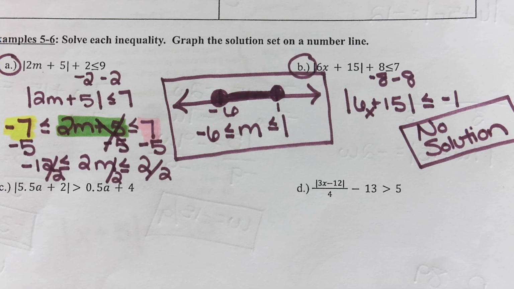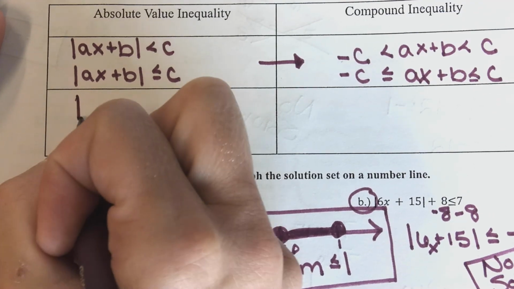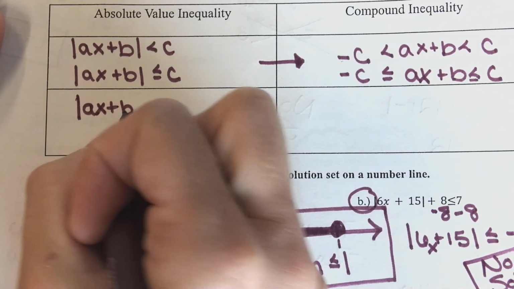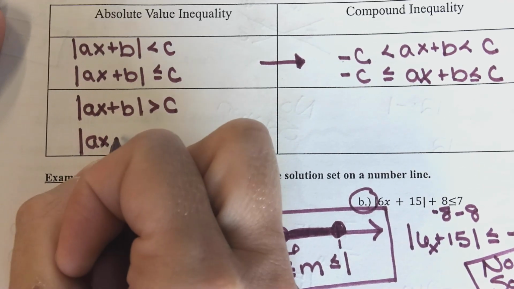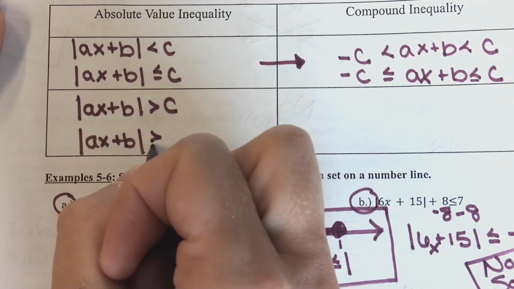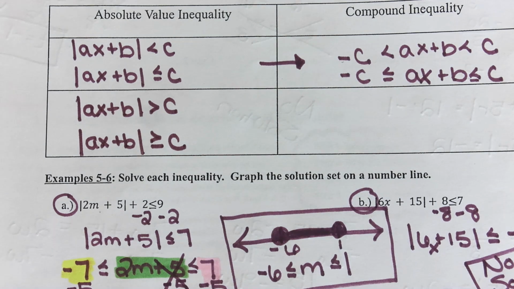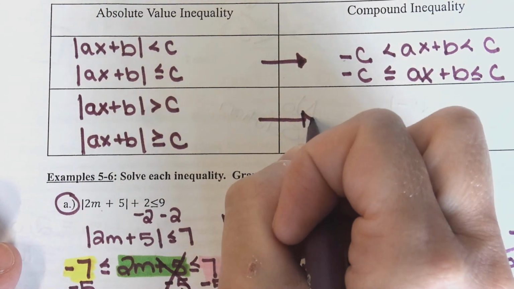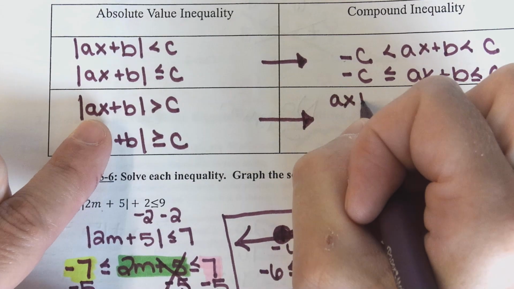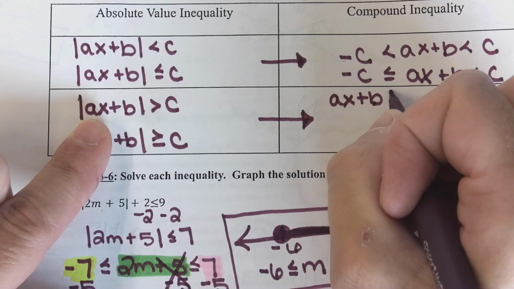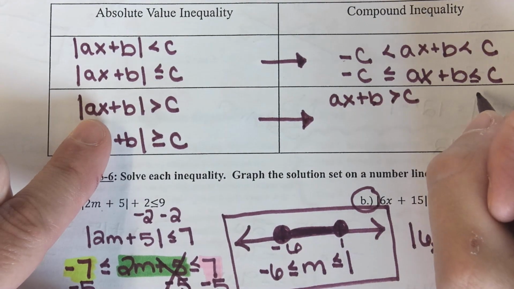Alright, so let's figure out how to do the other one. So what happens if we have a bigger than situation? So let's say we have ax plus b is greater than c. Or maybe we have ax plus b is greater than or equal to c. What if we have one of those situations? Then we treat it like this. We actually break it apart into 2 pieces. So kind of like yesterday.